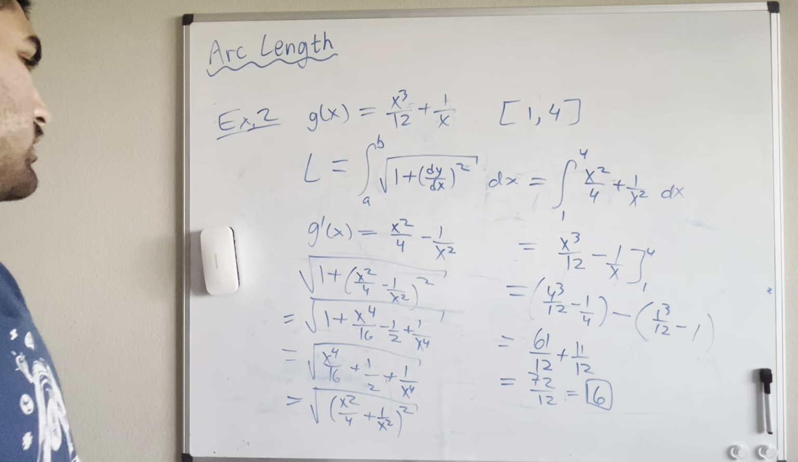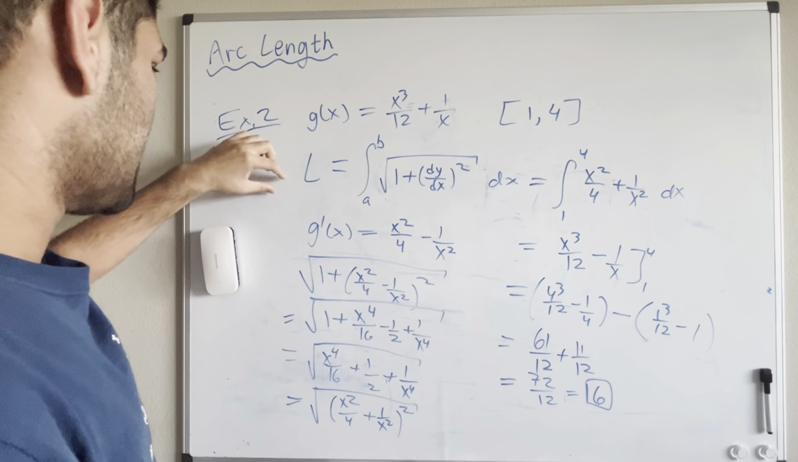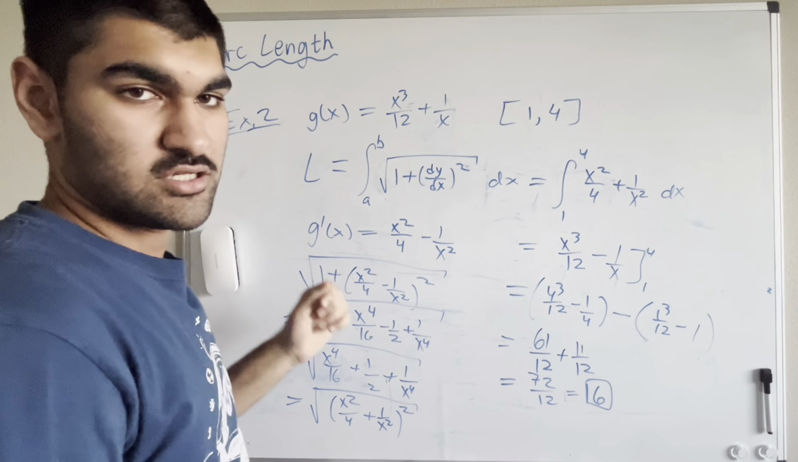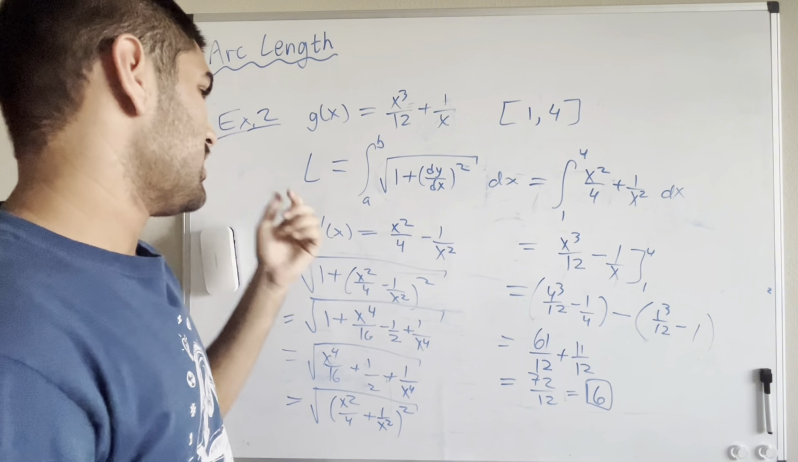All right. So yeah, that's pretty much it. So basically the core concept here is that you're just taking a small segment of the curve and approximating the length of that using the Pythagorean theorem. And then you're just adding up a bunch of those infinitesimally small segments and you end up with this formula.